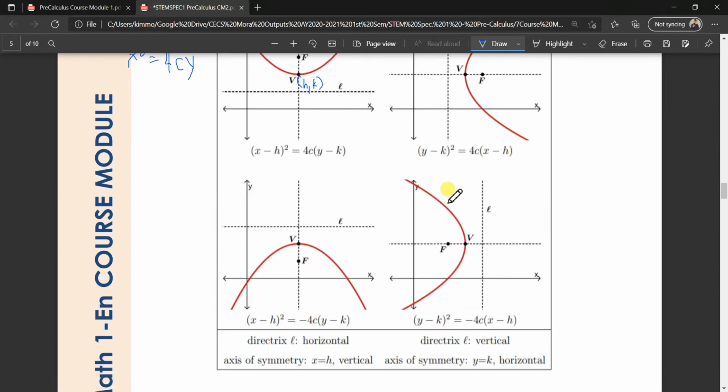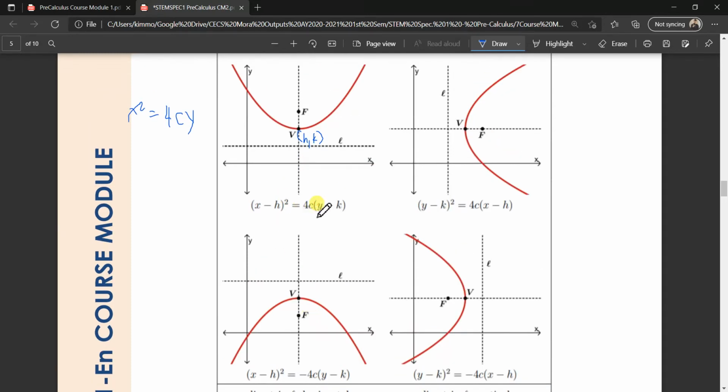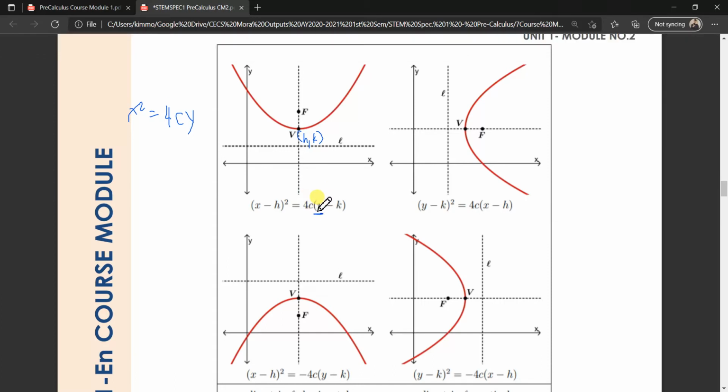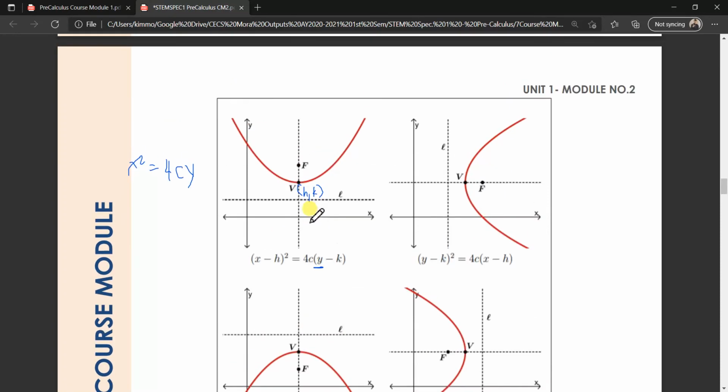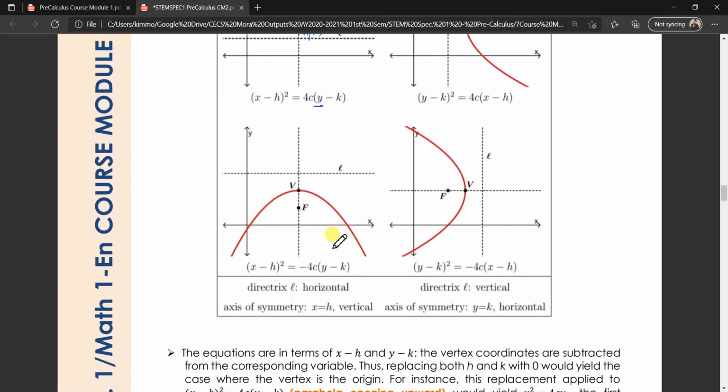So how do you determine if it is positive 4c or negative 4c? You just look at it. The counterpart of c here is y, right? So you just determine if it opens upward. On the y-axis, the upper part is always positive numbers. And if it opens downward, on the y-axis that is always negative values of your y. So that means a negative 4c is what you put here.